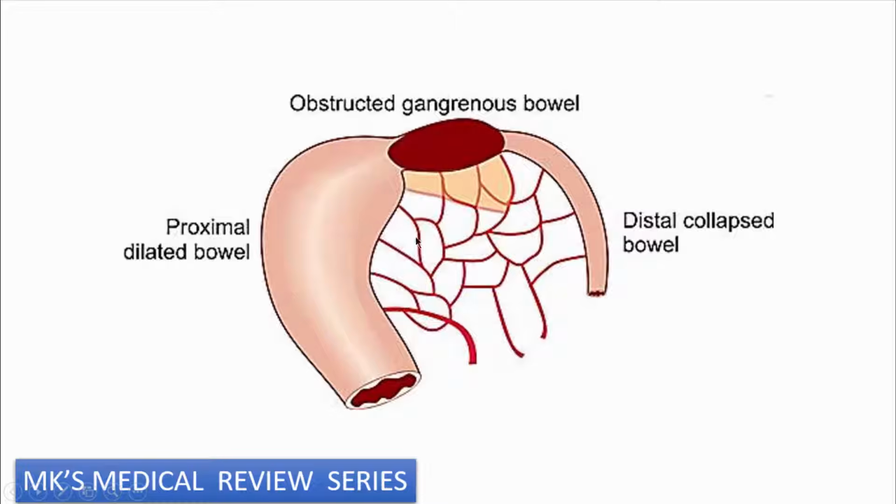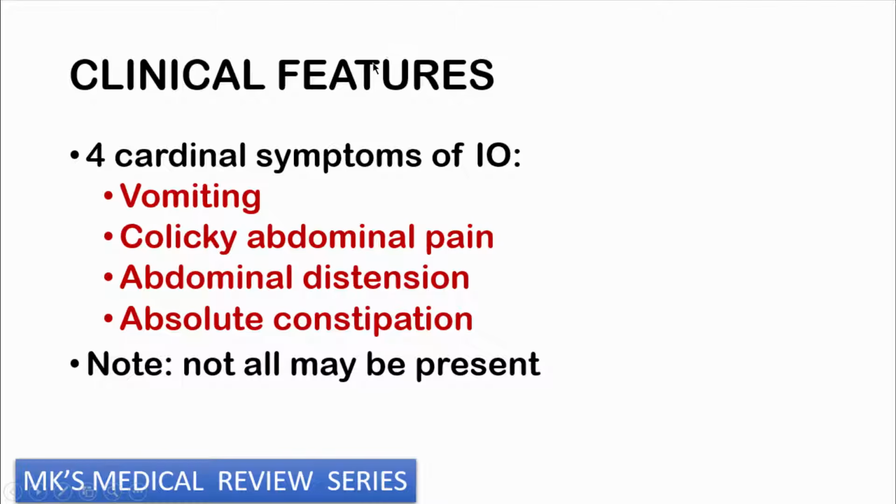So here's a summary of what I have been talking about. Proximal to the obstruction, there's going to be dilatation of the bowel. Here at the obstructed gangrenous bowel, it can actually even perforate. Then distal to this, it's going to be collapsed and inactive. So there are pretty much 4 cardinal features that are going to be pointing you towards intestinal obstruction. Not all 4 of them may be present. If they are, it means that you should really operate on that patient as soon as possible.